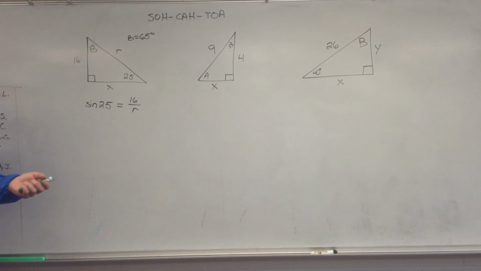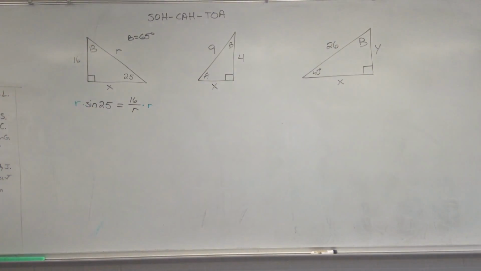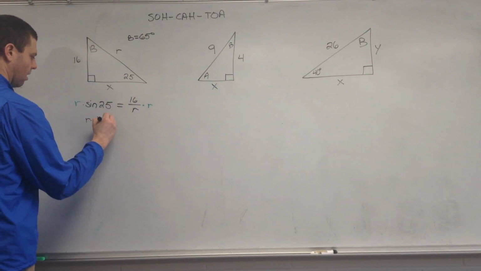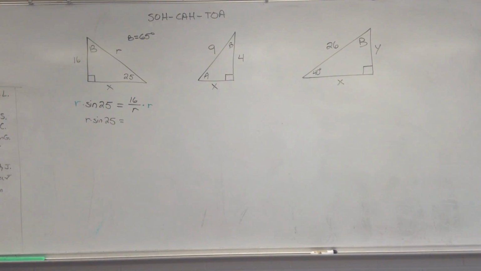On the bottom. What do you do to solve for a variable when it's sitting in the bottom of a fraction? Alyssa. Multiply both sides by that variable because then you don't have fractions anymore. When you take r times the sine of 25, you just write r times the sine of 25. What's 16 over r times r equal? 16. So now I have r times the sine of 25 equals 16.